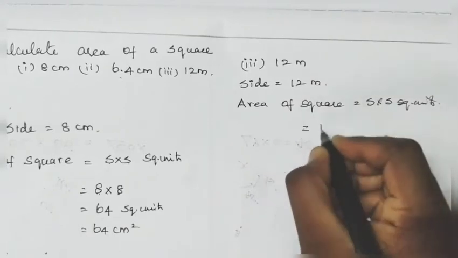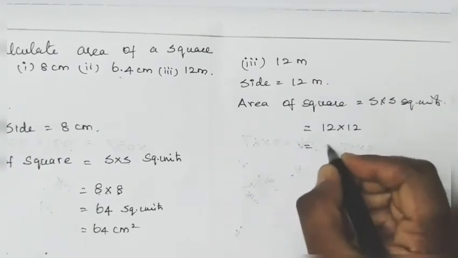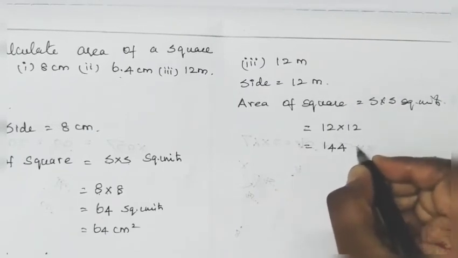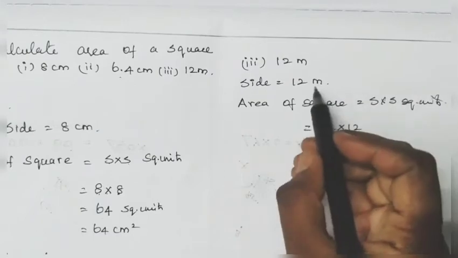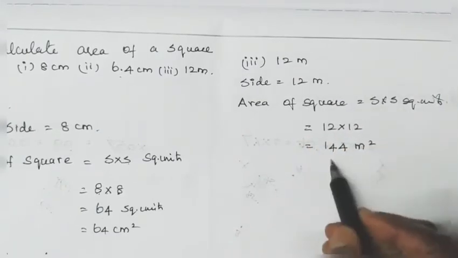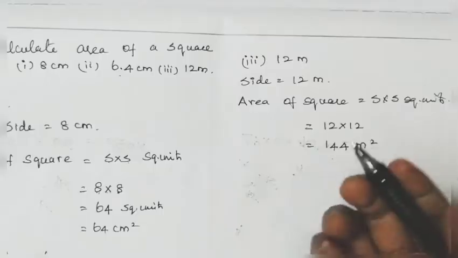That is 12 into 12. 12 12s are 144. So it is 144. What is the unit? Meter. So here it is meter squared. 144 meter squared. Very easy, no, to calculate the area of a square.